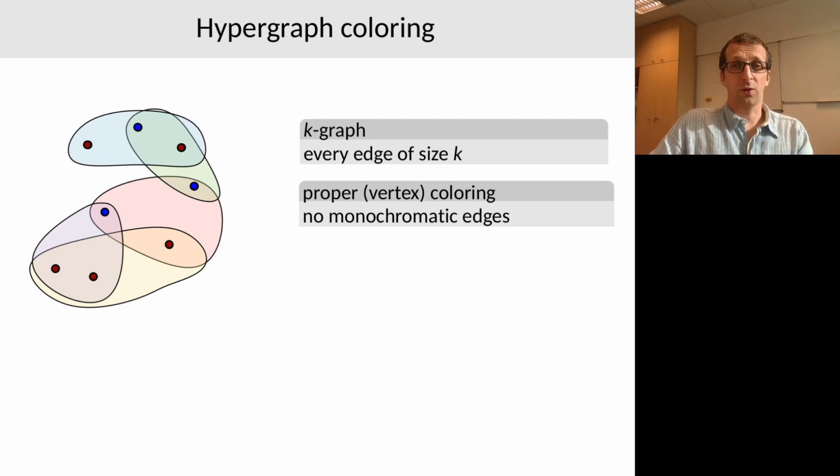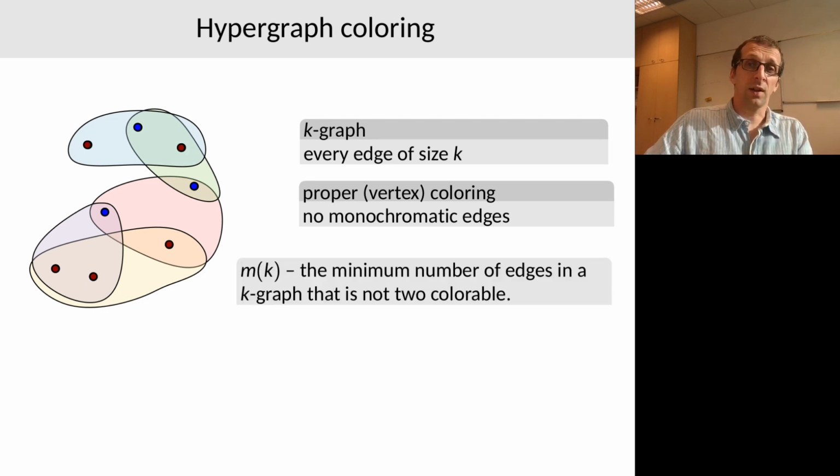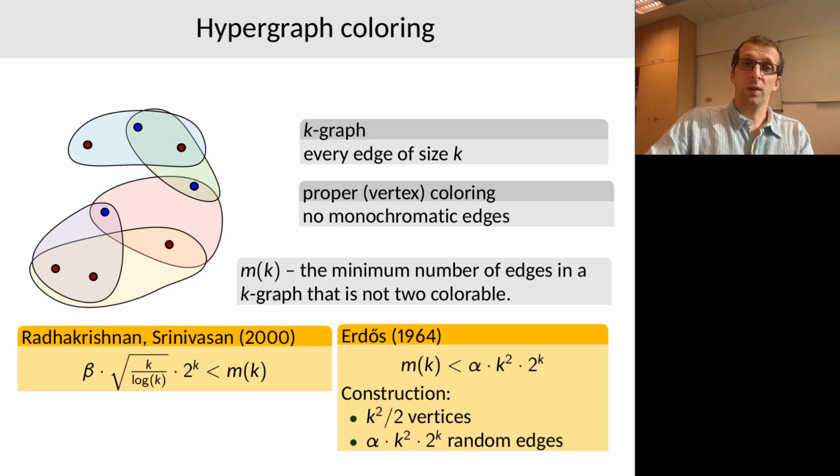It turns out that just two colors are sufficient to make this problem hard and interesting. In this talk, we follow a sacred tradition and use colors red and blue. Erdős and Hajnal in 1961 suggested studying the following extremal parameter. m(k) is defined as the minimum number of edges in a k-graph that is not 2-colorable. You can see here the best bounds that we have for this function. Both were obtained by probabilistic arguments.